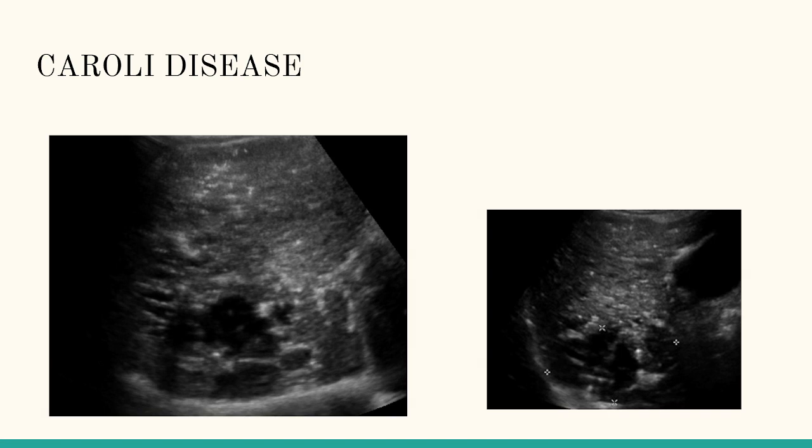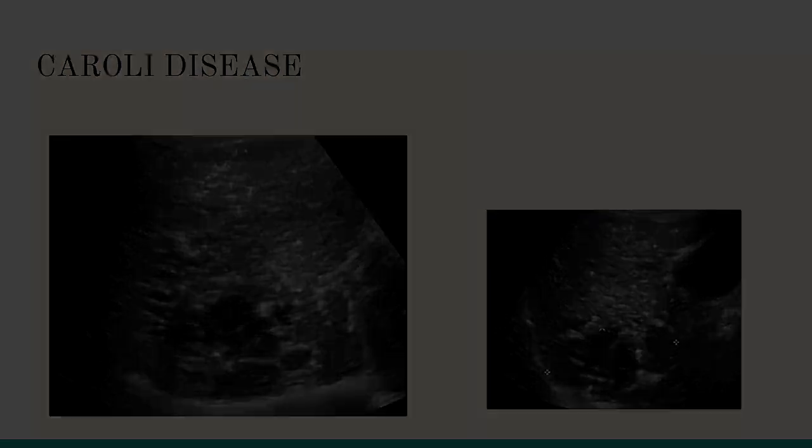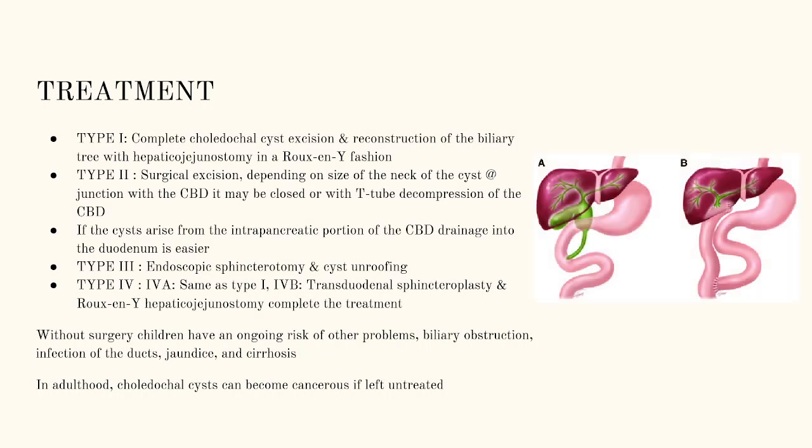These final images are of a 5-year-old boy with a history of cystic fibrosis who presented with mild transaminitis. The ultrasound here shows loculated appearing cysts and many echogenic foci throughout the hepatic parenchyma. This represents biliary ductal saculations in Caroli disease. The treatment for this depends on which type of choledochal cyst it is. For type 1, there is complete choledochal cyst excision and reconstruction of the biliary tree with hepaticojejunostomy in a Roux-en-Y fashion. Type 2, there is surgical excision.